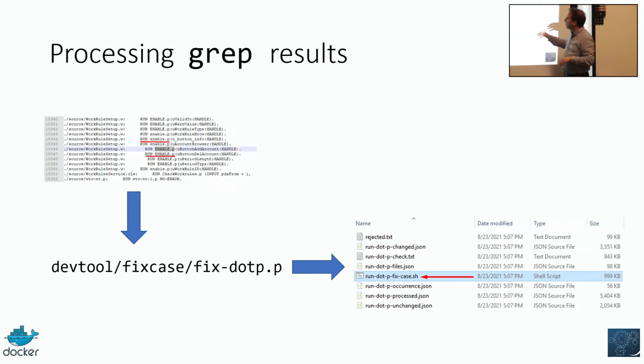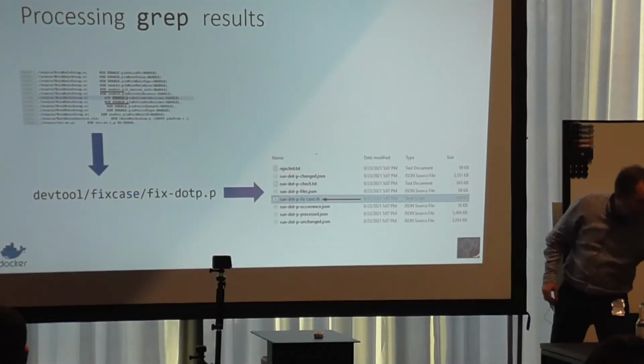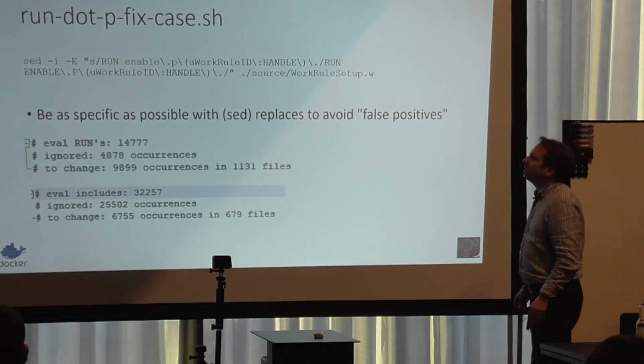But the next things are, what do I leave unchanged? Because it's already in the correct case. What am I going to change? Here there's a file which contains the actual case of the file, which wasn't a big deal anymore because we knew at the end we're going to convert everything to lowercase, but at that time it was important. And we ended up with a run.p fix case shell script, which pretty much looked like this.